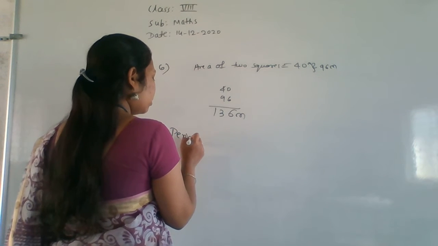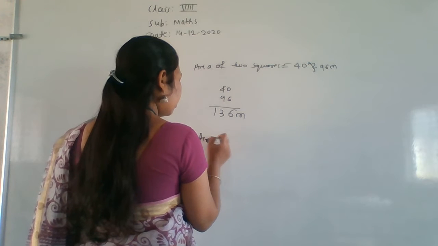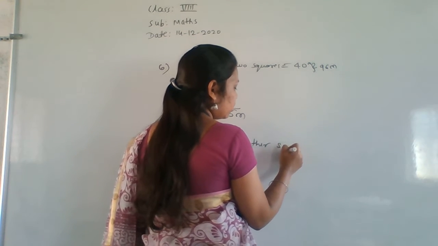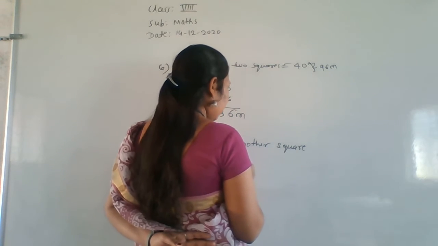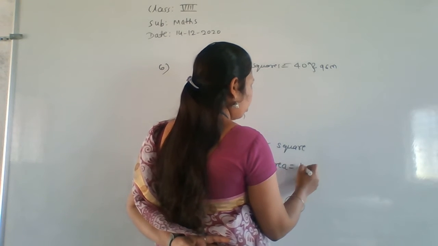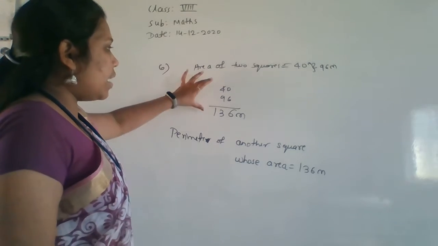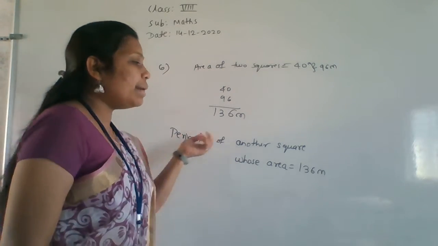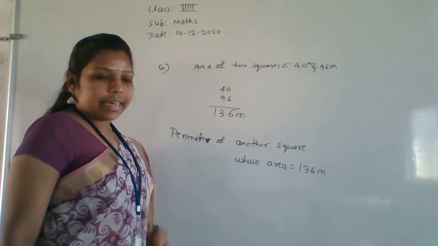The perimeter of another square whose area is equal to 136 meters. Okay. So its area is the addition of these two squares and you have to find the perimeter of that square. Okay. So we know what the area is here.